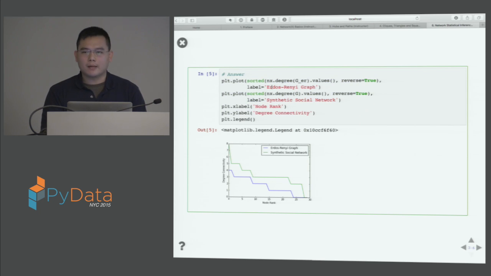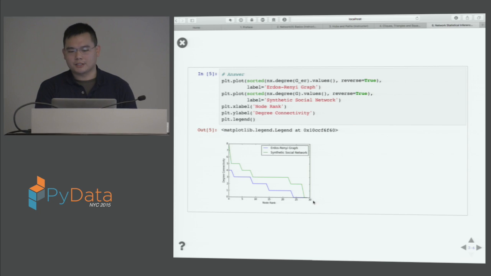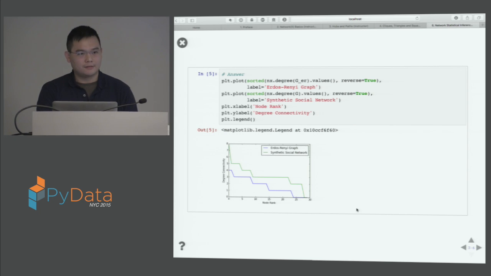Now, I went fancy with the matplotlib API, so legends, labels, colors, etc. You don't have to. For my incorrect value of p hat, you'll notice that the ER graph that I have doesn't follow the same degree distribution as the synthetic social network. All right?